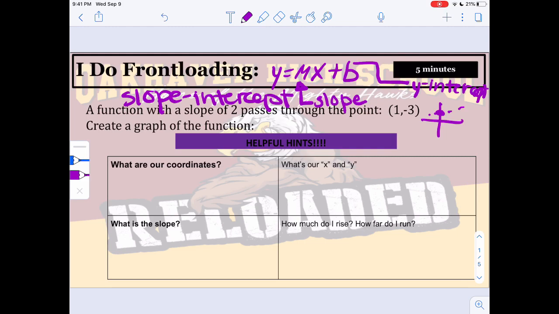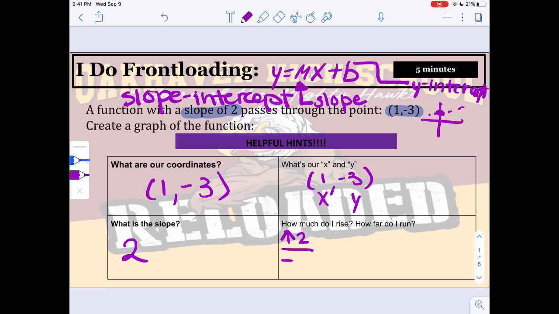So let's take a look at this first problem. A function with a slope of 2 passes through the point (1, -3). So we had some important information. We have a coordinate at (1, -3), which means I'm going to plot a point at (1, -3), where x is the 1 and y is the -3. I also need to take a look at my slope. My slope was 2. A slope of +2 tells me I'm going to move up 2 to the right 1.